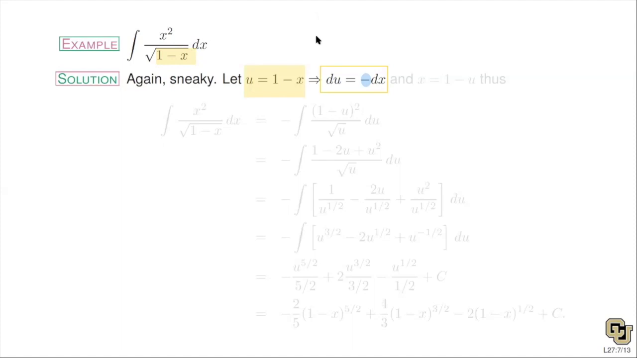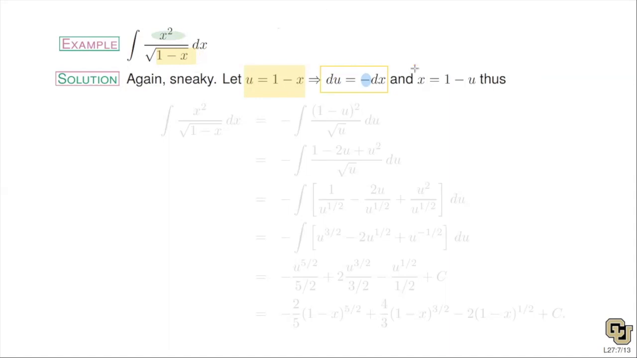We can always multiply by a minus and divide by a minus. The other problem I noticed that's a little more serious is this x squared. And so here we do our trick. Let's solve for x in terms of u.